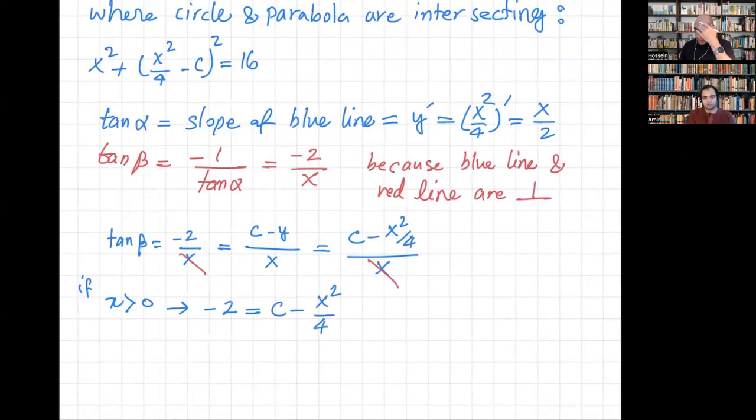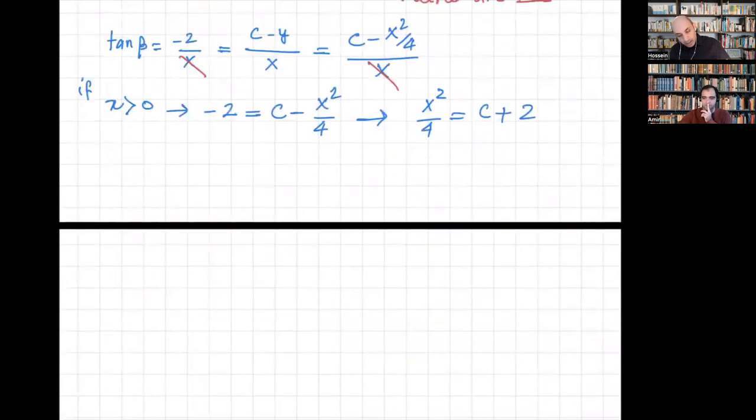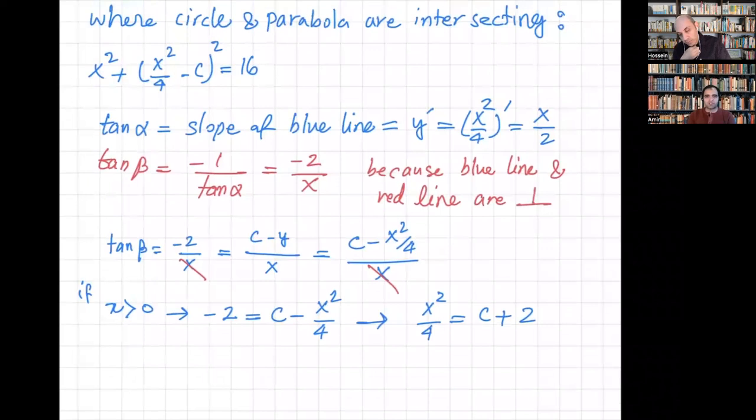And I think I can simplify this and say x squared divided by 4 is equal to c plus 2. That's correct. Now you have the equation for the circle. You can call this one number 2, and you can call the circle equation number 1.